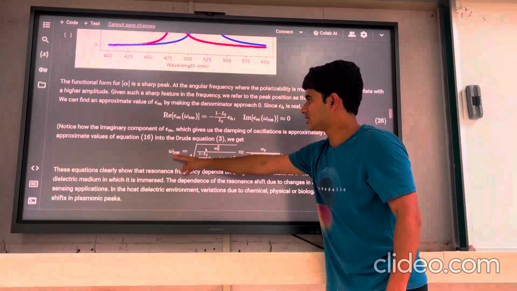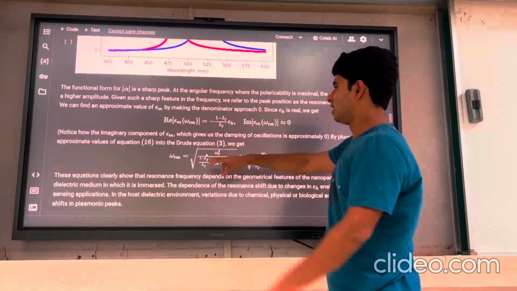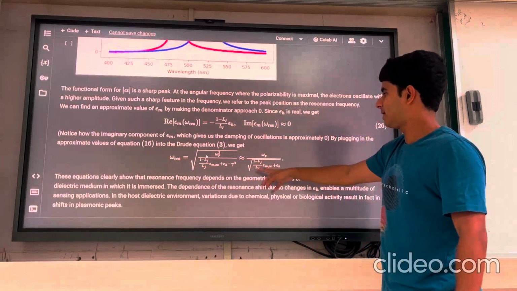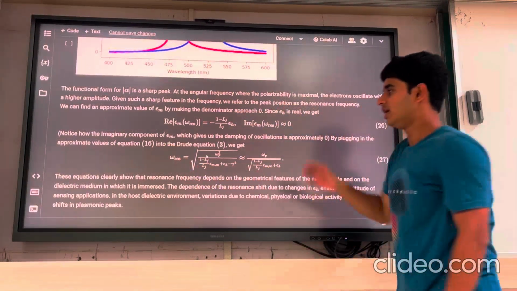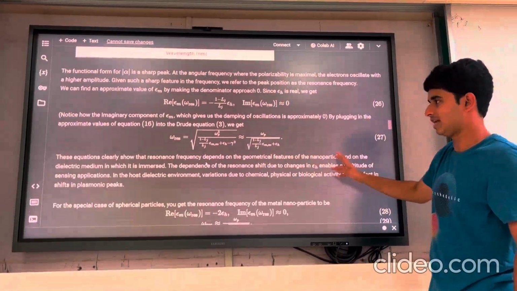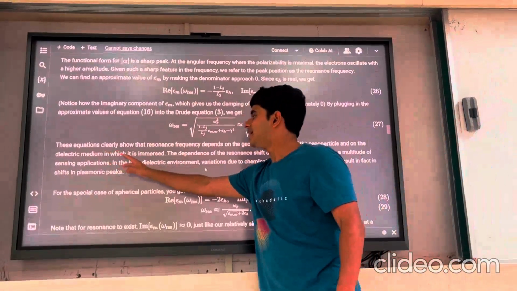We can find omega resonance by basically plugging in these values into the Drude equation, and you can find omega resonance which equals omega p divided by root of this quantity. These equations clearly show that the resonance frequency depends on the geometrical features of the nanoparticle and the dielectric medium in which it is immersed.